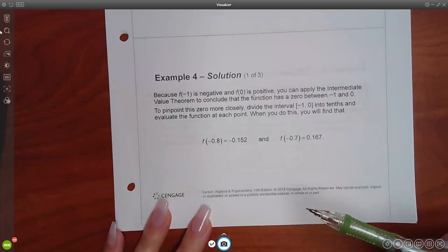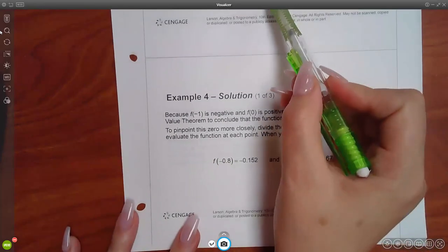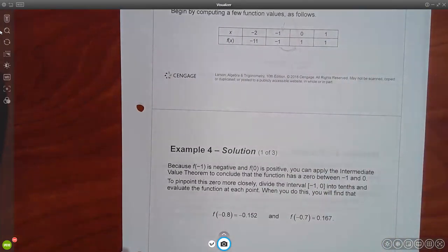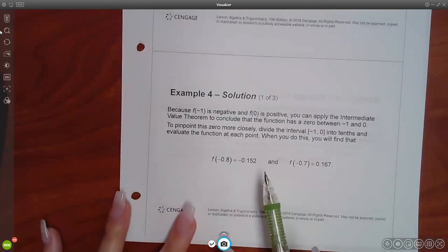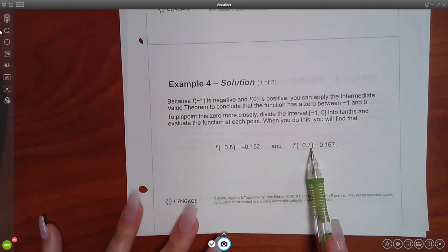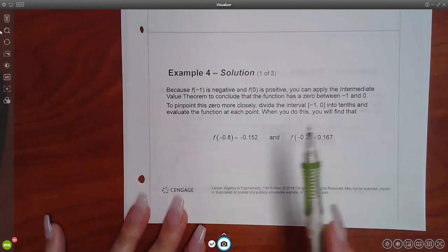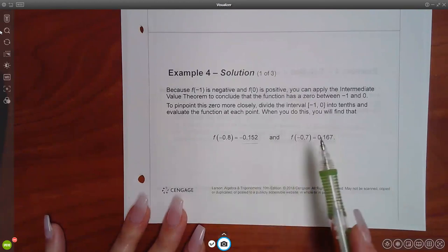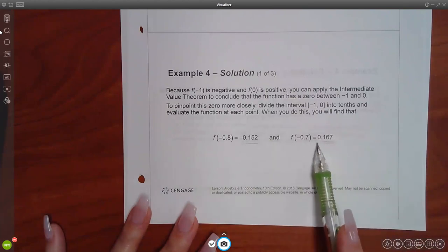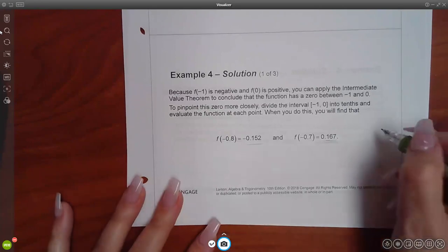So they start picking random numbers. They start picking between negative 1 and 0. They start picking numbers real close to negative 1, okay? So they picked negative 0.8 and negative 0.7. And they noticed that when they plug negative 0.8 into that function, they got a negative value. And when they plugged negative 0.7 into the function, they got a positive value. So now you've narrowed that margin further, right?